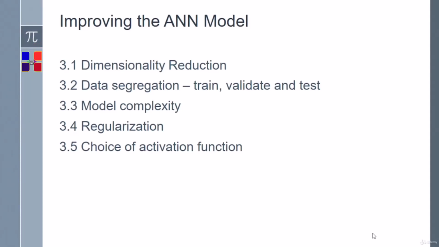So there are different techniques that are used for that, and these are the techniques that we are trying to cover in this particular session. We'll talk about what we call dimensionality reduction, then segregating data into train, validate and test. We'll talk about the model complexity, like how close your model should replicate the trained data. Then we'll talk about regularization: one of the problems in deep learning is overfitting, and regularization is an attempt to solve that. And then we'll also try to cover the activation function. We saw that the activation function helps you determine the output value, and the choice of activation function is very important for finding the right network.